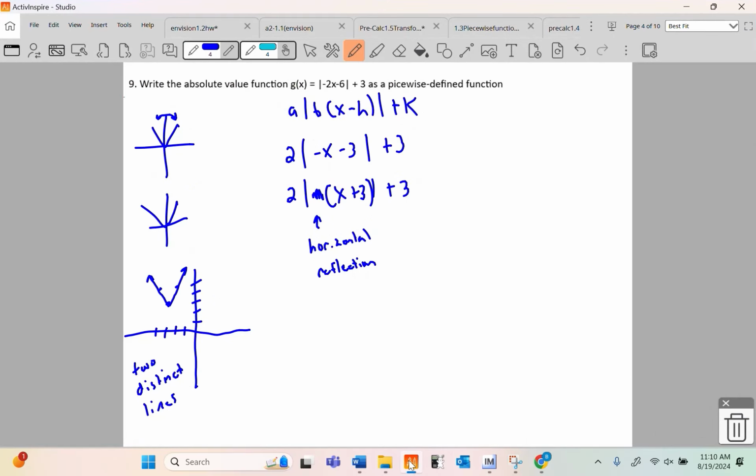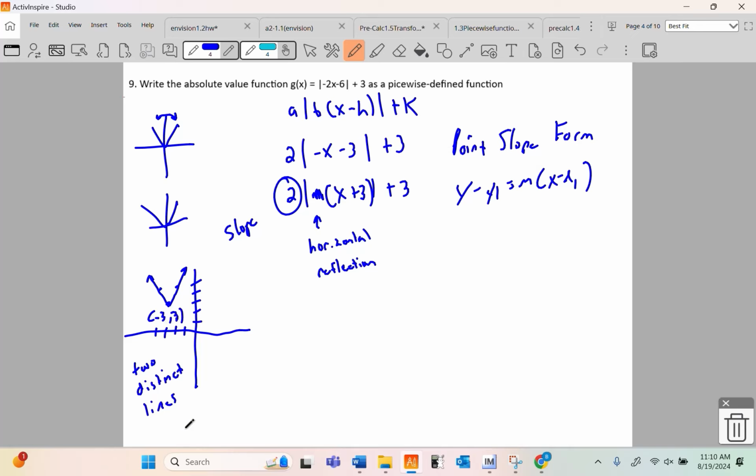But I do have 2 distinct lines. So I need to write some equations to those lines, and I don't have grid paper, so I'm just going to go back to doing some algebra. It's a 9th grade math standard. 9th grade is when you learn point slope form. Point slope form was y minus y1 equals m times x minus x1. Now here's my slope, it's 2. That's known. I've got a point too. I had a point right here. What was that? That was negative 3, 3. So that's my x1 and y1. I just got to plug in.